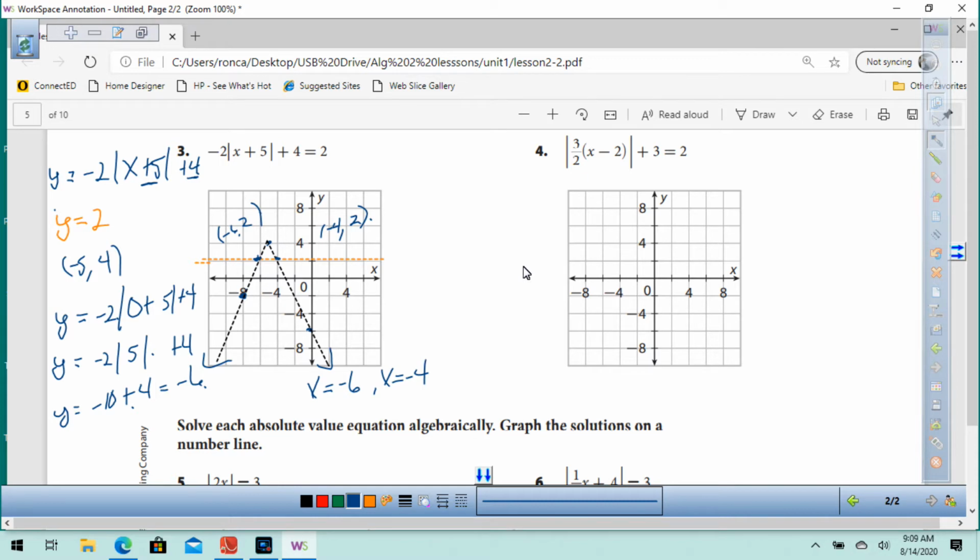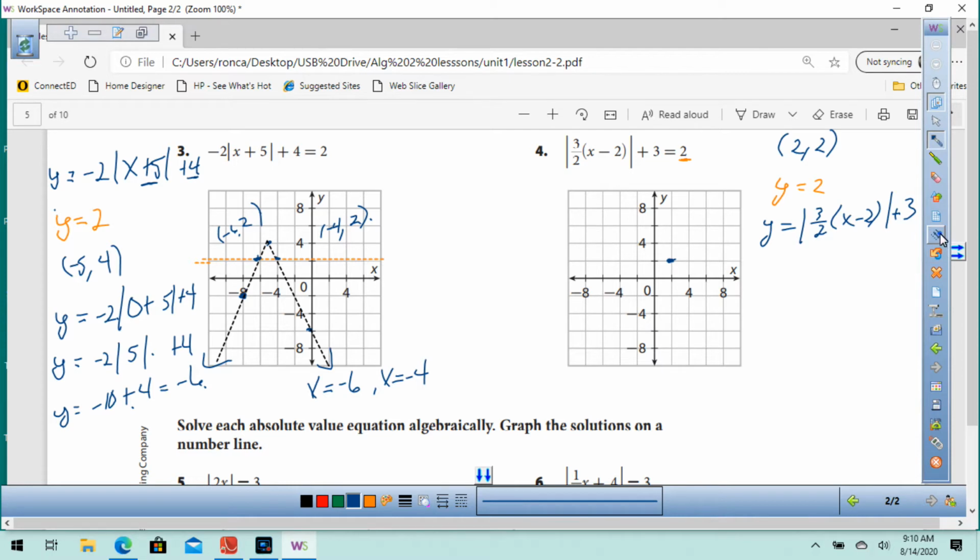Number 4. Well, this time a is 1, but we still got negative 2, or 2 and 2 are our vertex. So 2, 2. All right. We got an equation at y equals 2, and I got that from here. And then our other equation will be y equals the absolute value of 3/2 times x minus 2 plus 3. All right, we need to graph that.